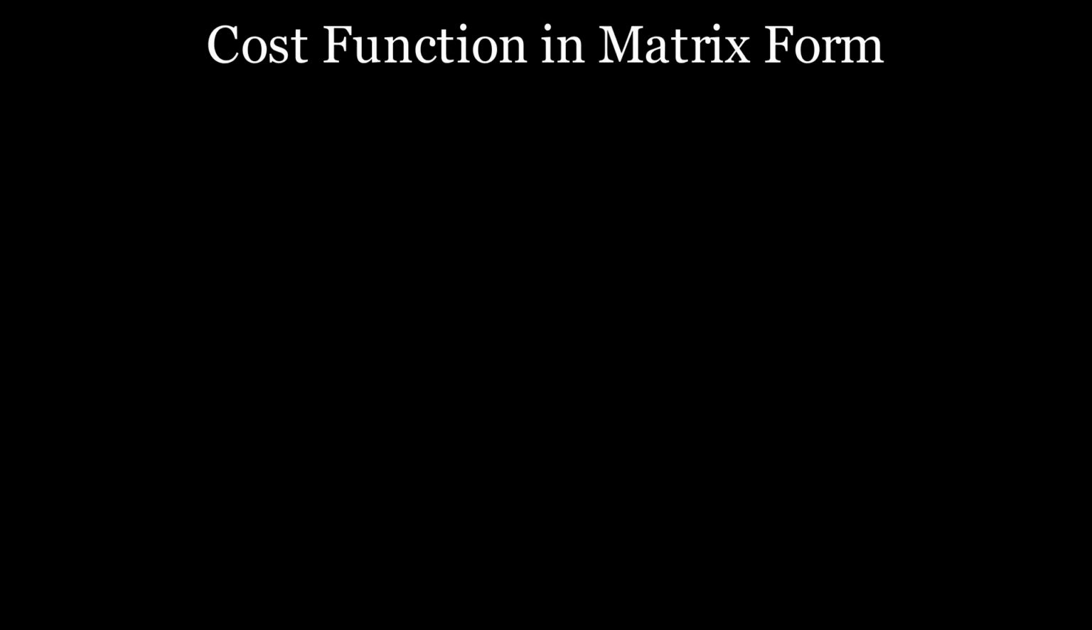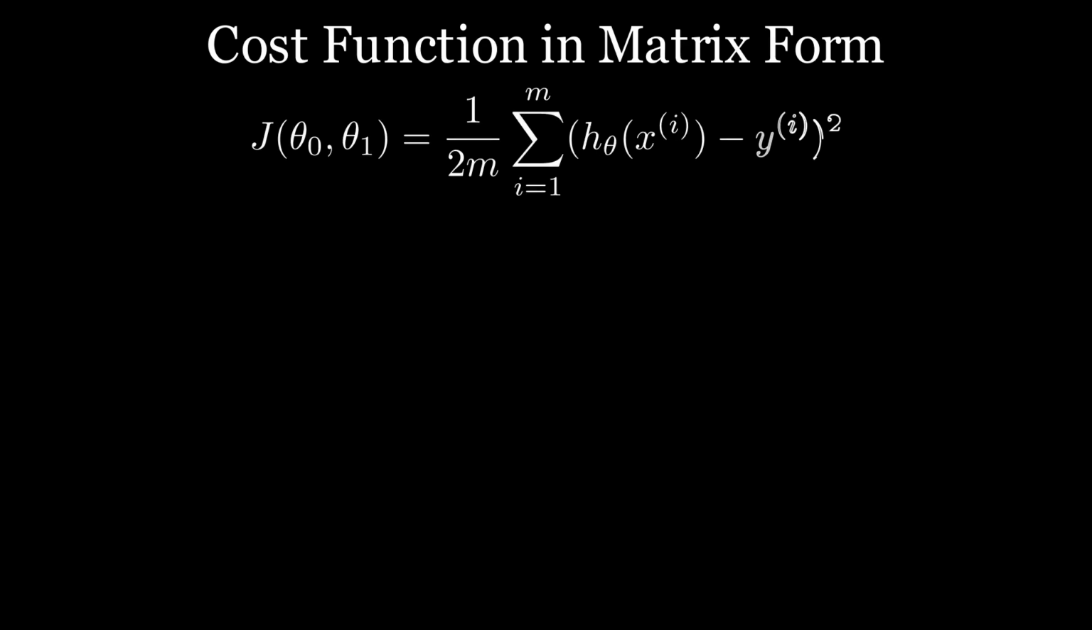Now let's define our objective. We want to find the theta that minimizes the error between our predictions and the actual values. We use the sum of squared errors cost function j of theta. It measures the average squared difference between predictions and actuals. In matrix form, our vector of predictions is x times theta. The vector of errors is the predictions minus the actual y values.